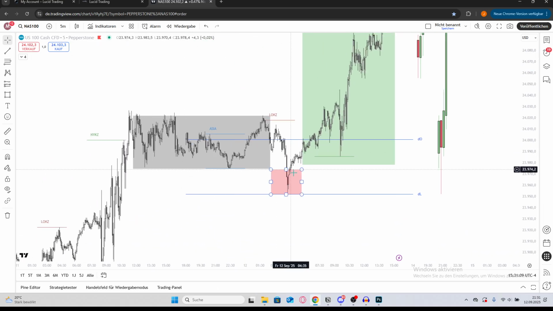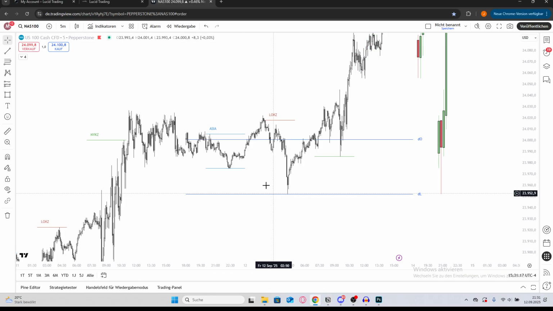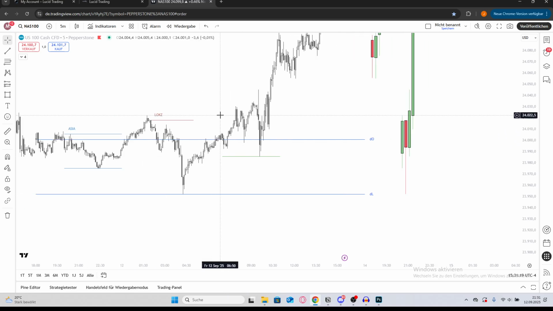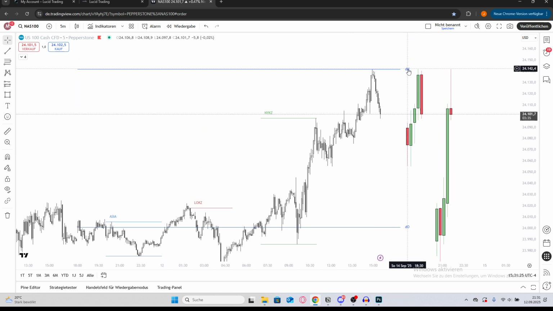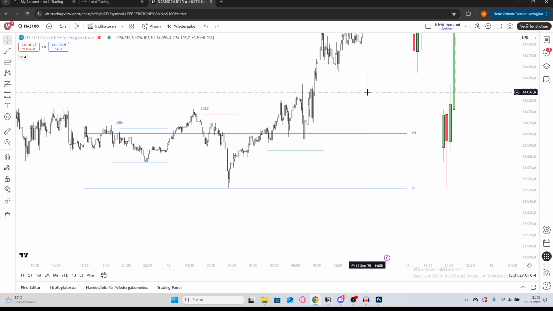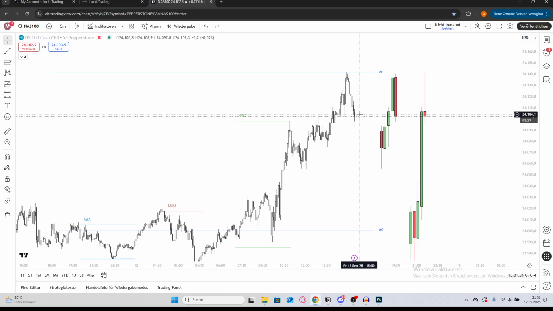I already realized this here. So we had accumulation here, we had manipulation here. I think most people draw it like this, but what I also use is the daily candle. You can see the daily candle is drawn by these blue lines. We have the daily high here, we have the daily low, and we have the daily open, and obviously we can see the prices here.